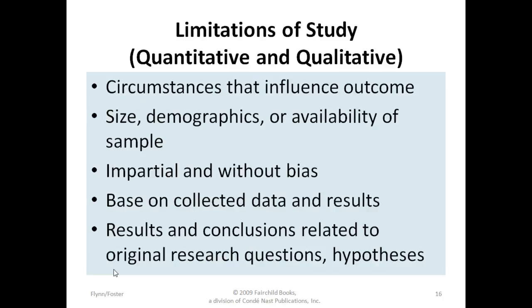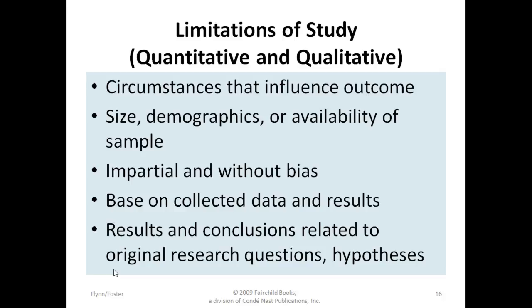When you look at the limitations of the study, in quantitative and qualitative, you want to look at the special circumstances in the process. You want to look at extenuating circumstances that influence the outcome. And these can include size, demographics, or availability of the sample. And for yours, it would be a convenient sample.